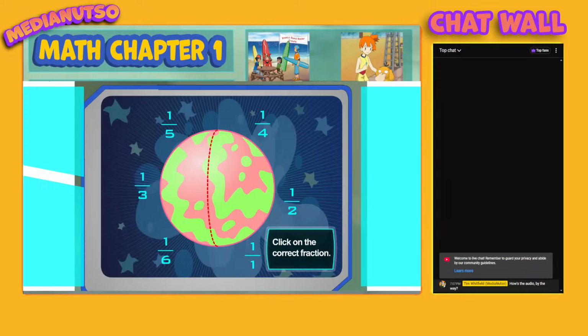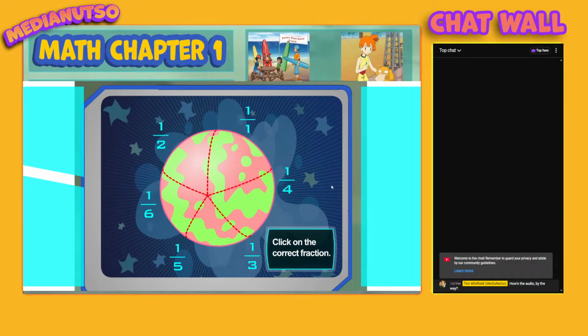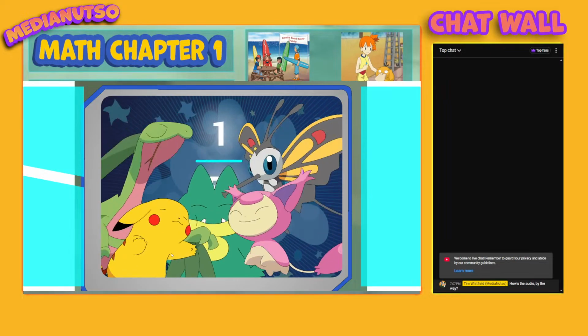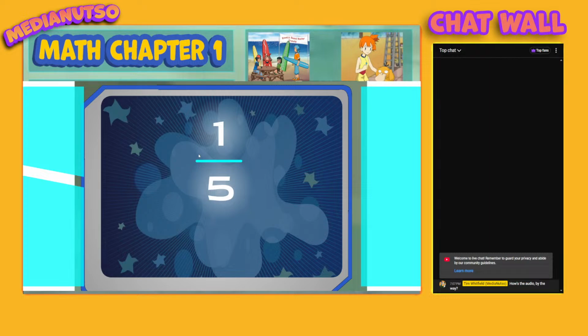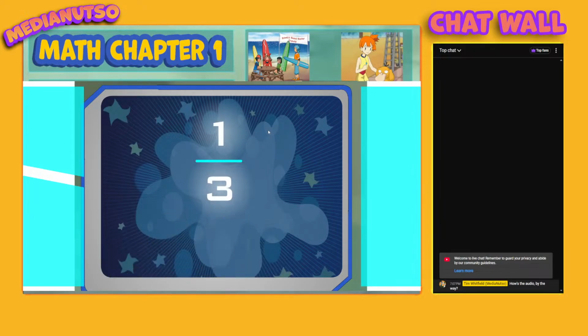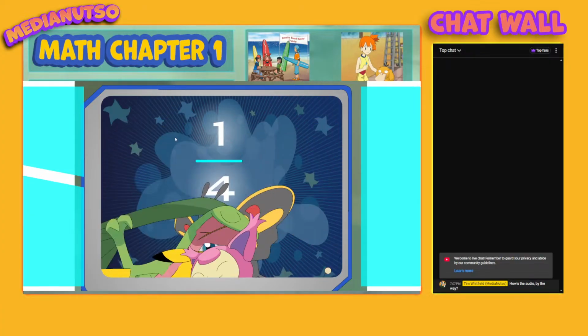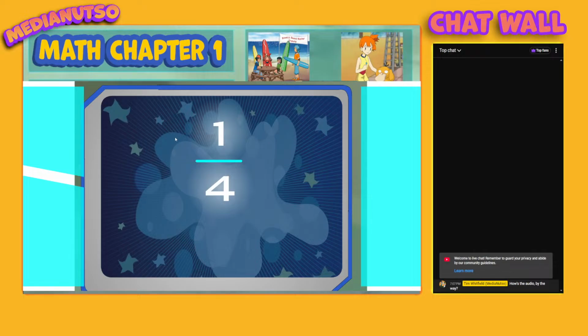You guys are doing great. Why don't you figure out some more problems with fractions? If you split something in 2, each piece is 1/2. Let's try some more problems. What if we wanted to share the berry with 5? If you split something in 5, each piece is 1/5. What if we wanted to share the berry with 3? If you split something in 3, each piece is 1/3. What if we wanted to share the berry with 4 Pokemon? If you split something in 4, each piece is 1/4. Good job, guys.